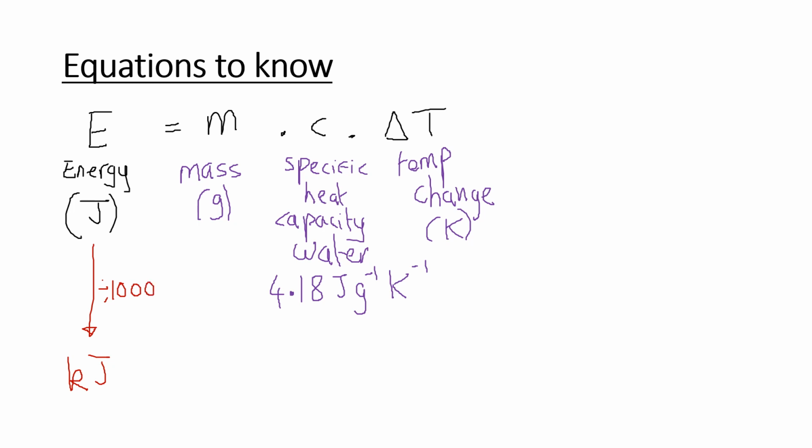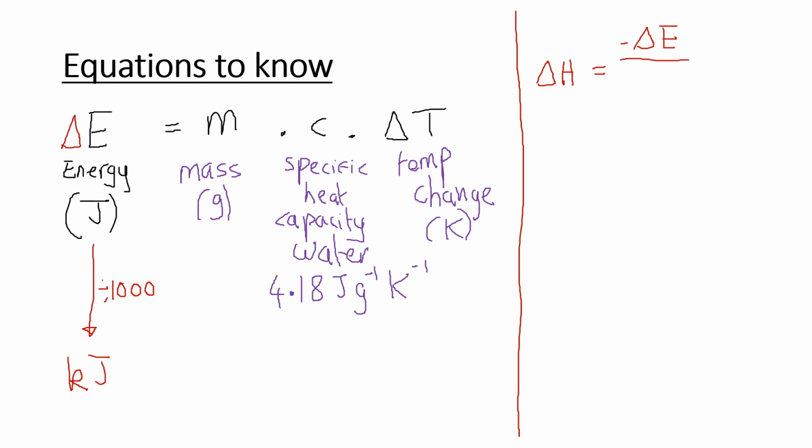And what we're interested in eventually is how we calculate the enthalpy change for the reaction, delta H. So if this is energy, E, enthalpy is delta H. And the way we do this is it's minus delta E, whatever your energy change is, divided by n, which is the number of moles of the chemical that is reacting. And n is calculated by mass divided by molecular mass.